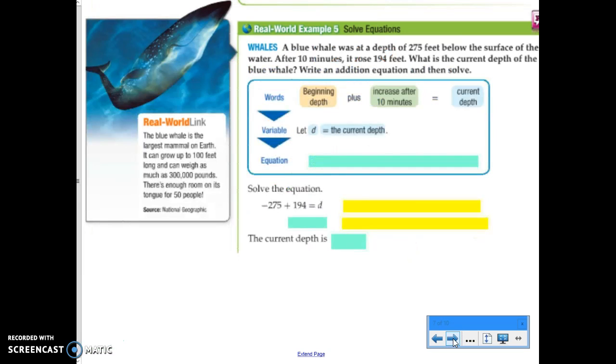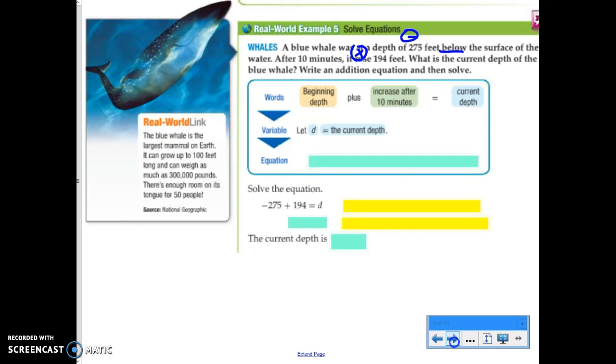Okay. Looking over here at the real world example, it says a blue whale was at a depth of 275 feet below the surface of the water. So below really means it's going to be probably negative. After 10 minutes, it rose 194 feet. So now it's rising 194 feet. It says, what is the current depth of the blue whale? Write an addition equation and then solve it.